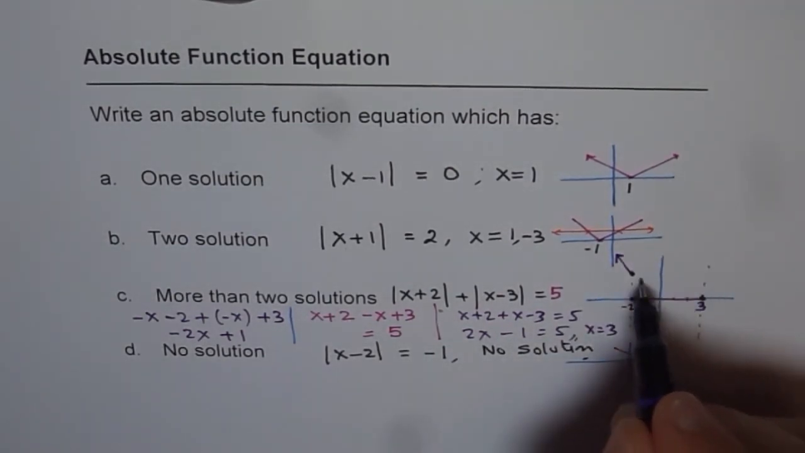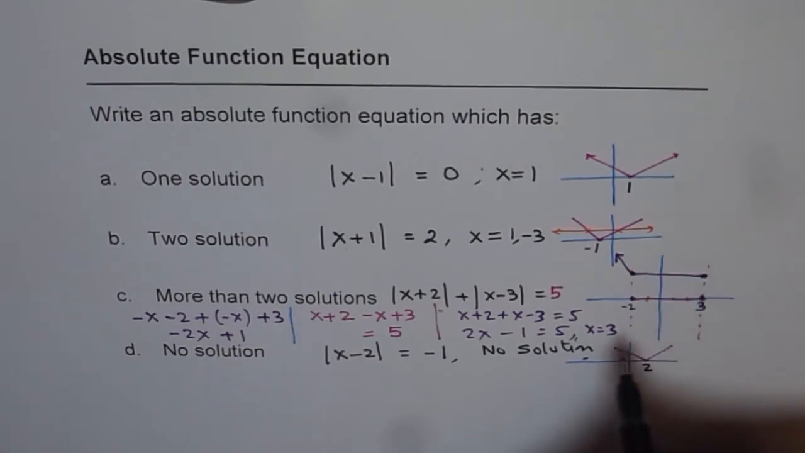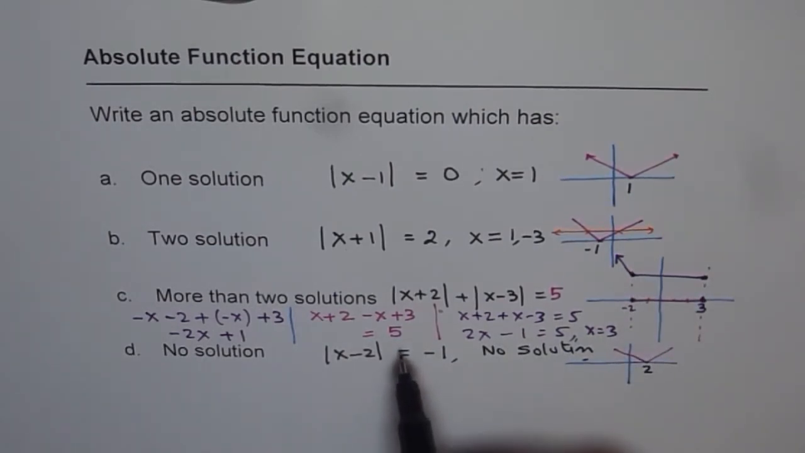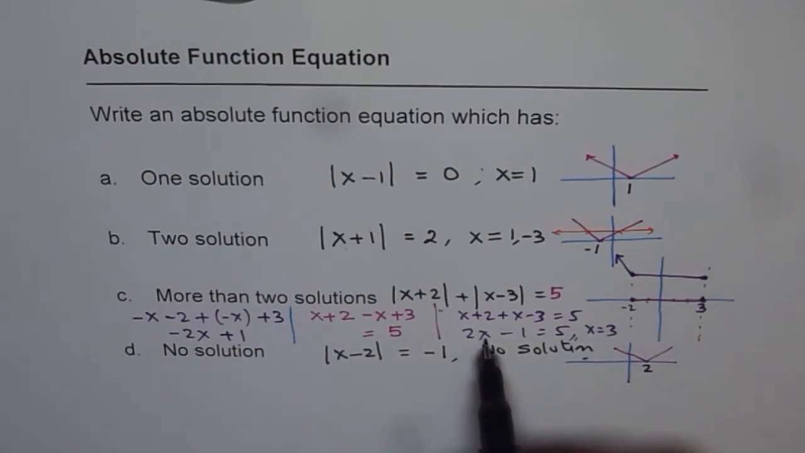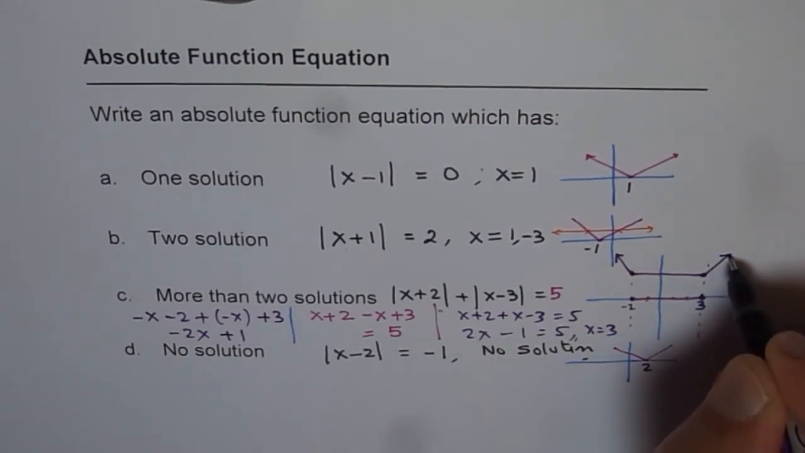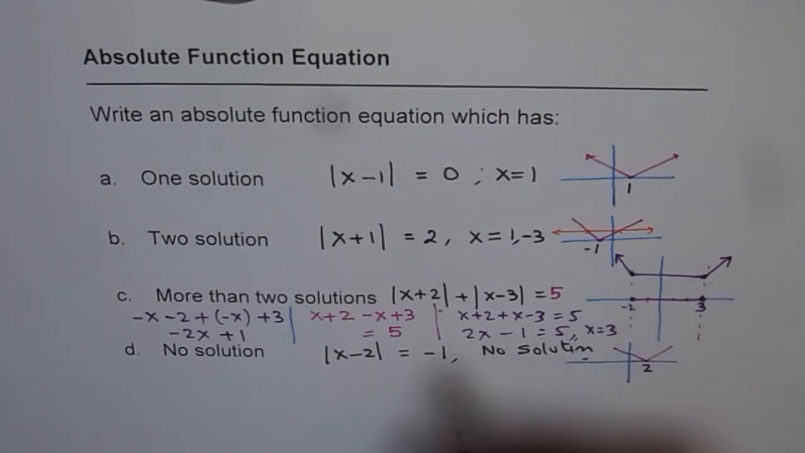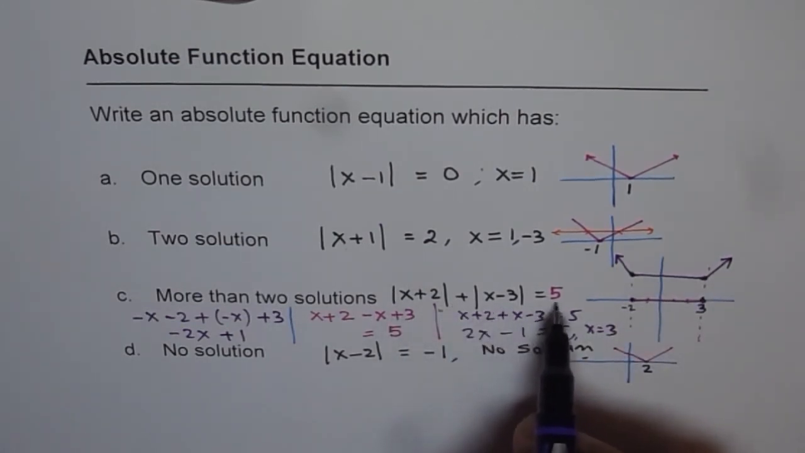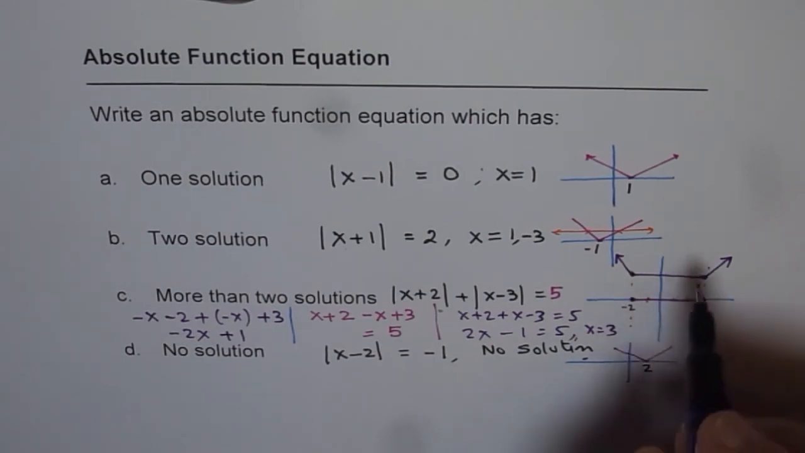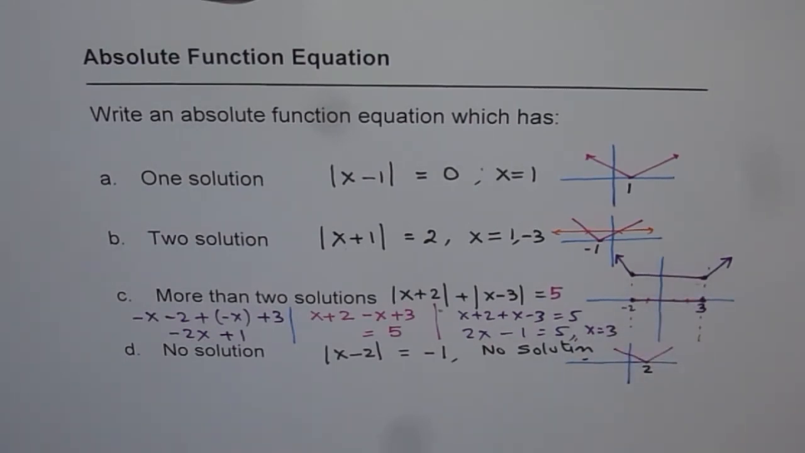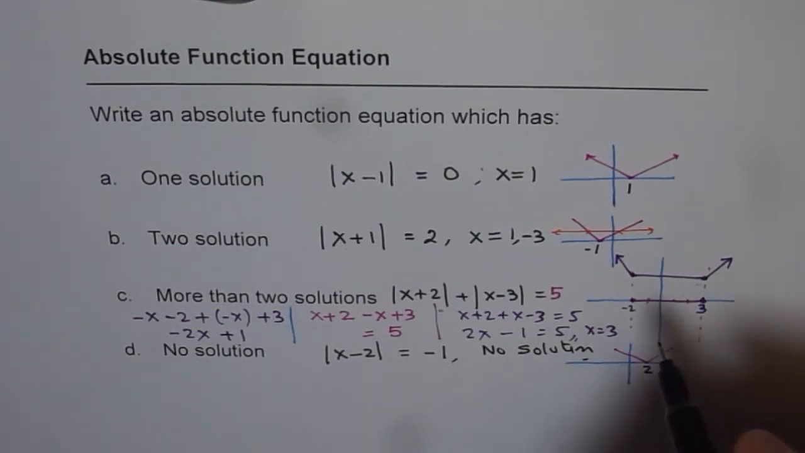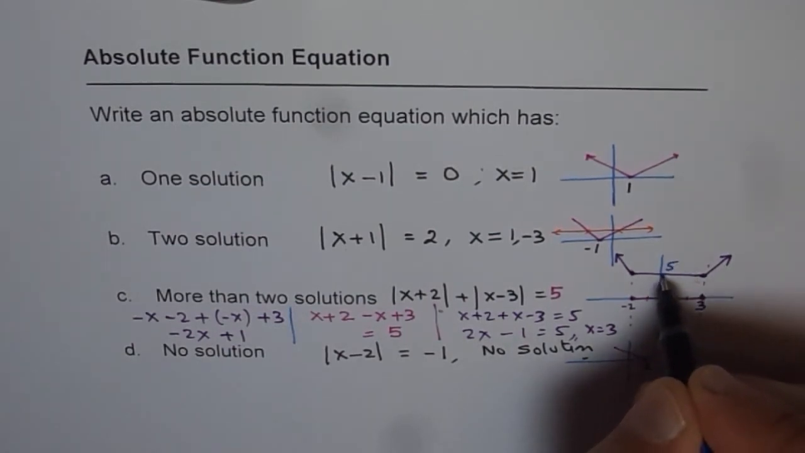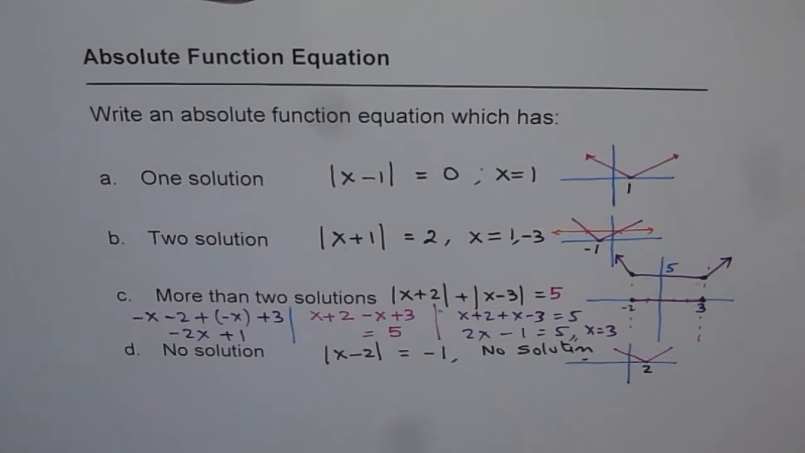Now between minus 2 and 3, we know that the equation is 5, correct? Now after 3, the equation is 2x minus 1. So when I put 3 here, I get 3 times 2, 6, 6 minus 1 is 5. The slope is 2, so the graph will be kind of like this. So this is the function x plus 2 plus x minus 3 equals 5. And it has multiple solutions. That means between the interval minus 2 to 3, all possible values are the solutions for this combination of absolute functions. So that is kind of very neat.